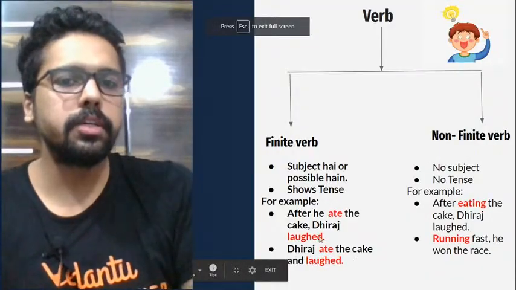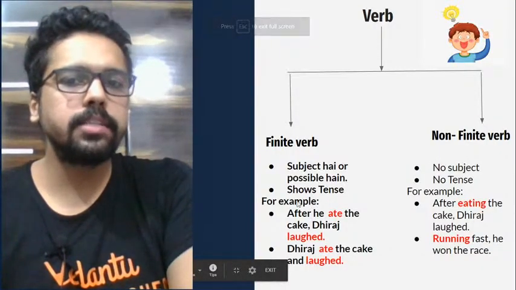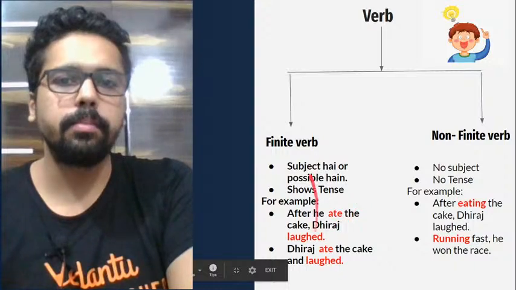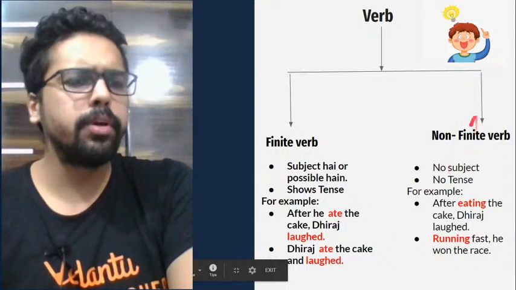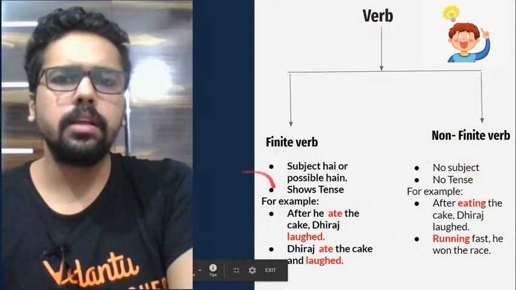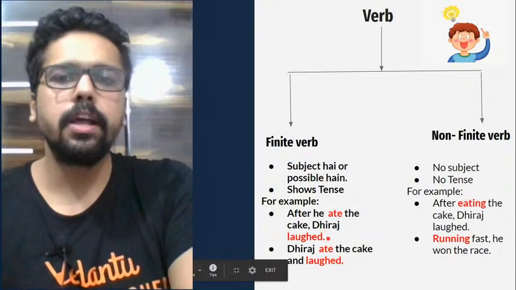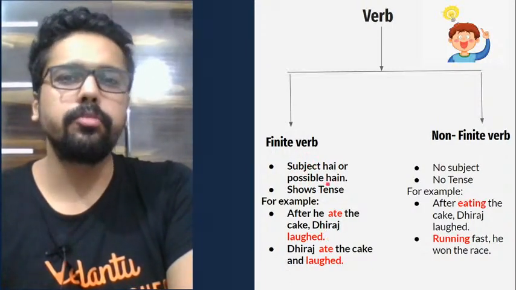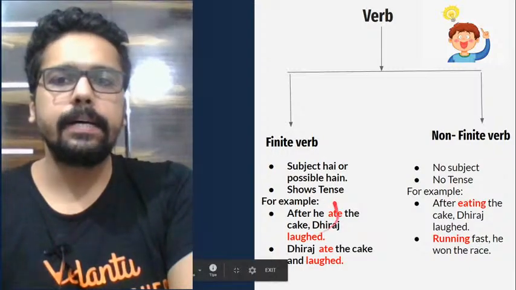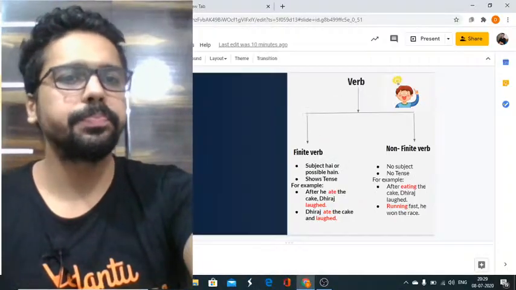A finite verb is a verb that shows tense and has a subject, as you see in the examples. Don't ignore the non-finite verb. We don't want the non-finite verb here. Simply look at the finite verb. The finite verb is a verb that has a subject before it, or the placement of a subject is possible before it, and it shows tense. We have seen this in these examples.